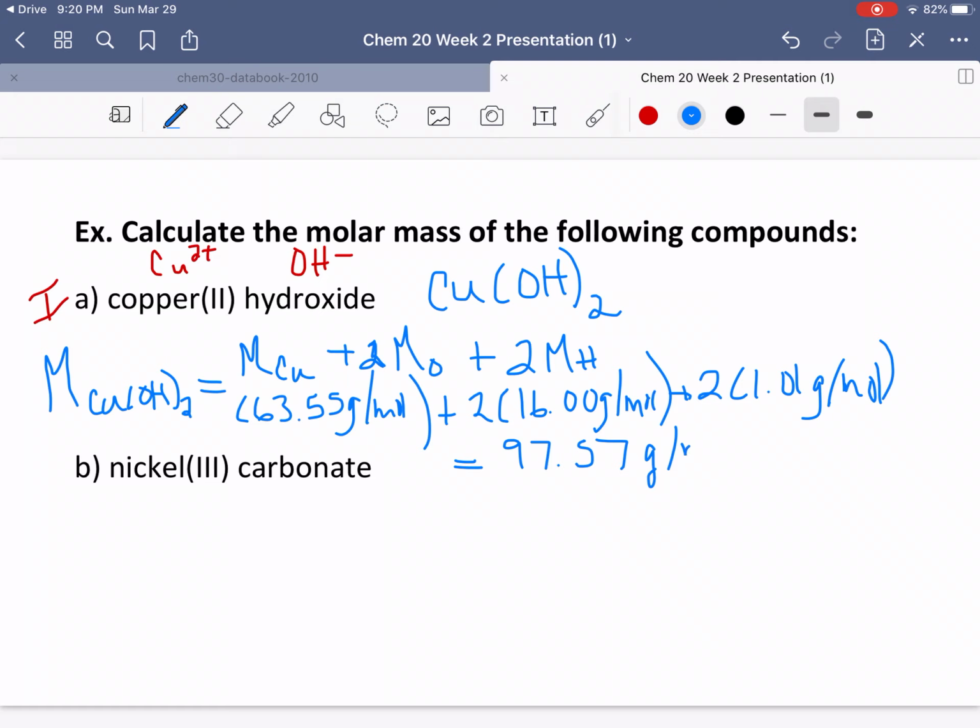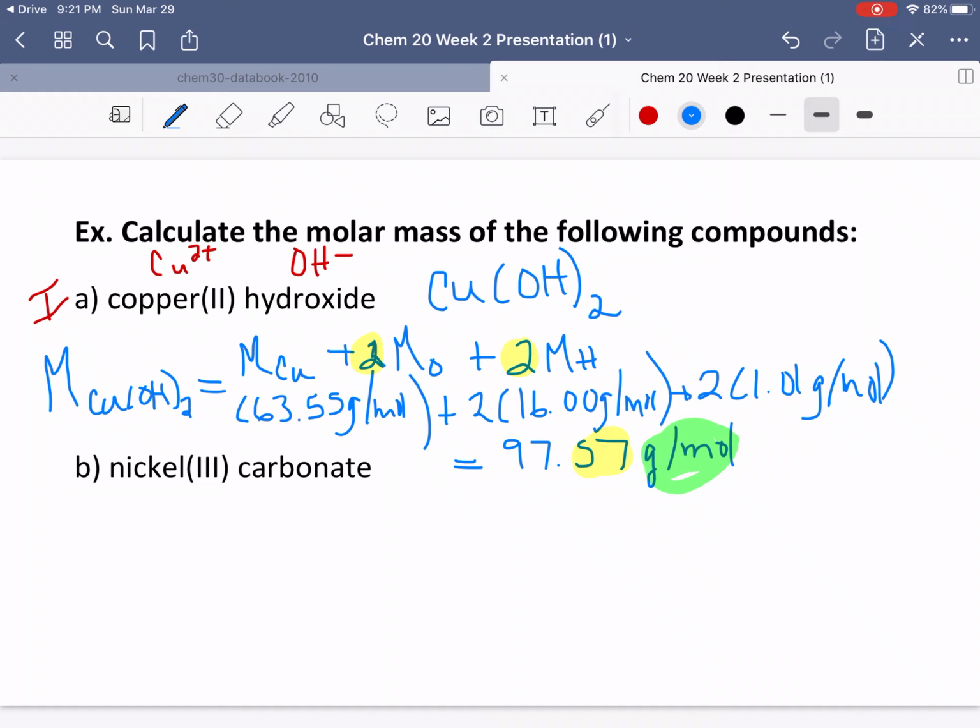This isn't good enough. You must have your units, grams per mole. Always, no exception, include the units, always 2 decimal places. Okay? Again, be careful. Remember that you have to multiply by how many there are of each individual atom or ion. Okay, check out another one.